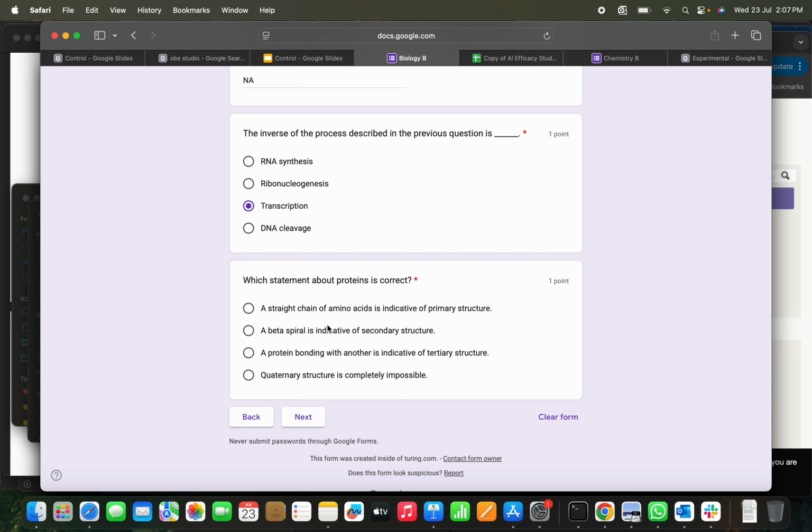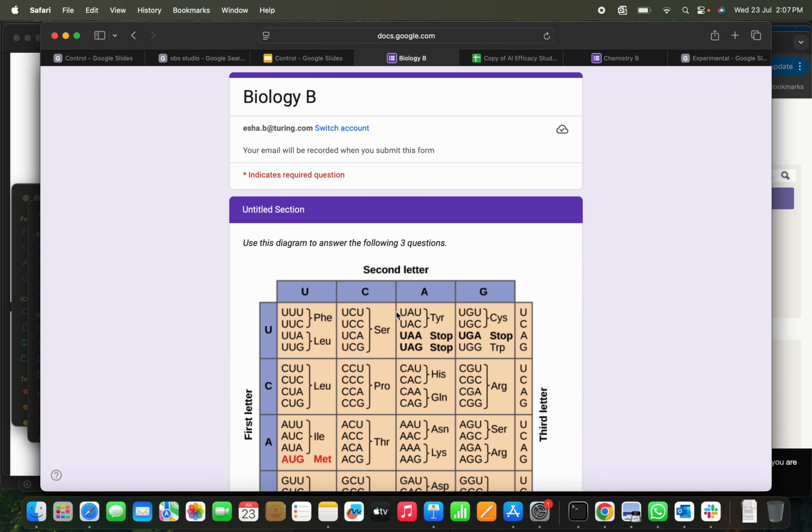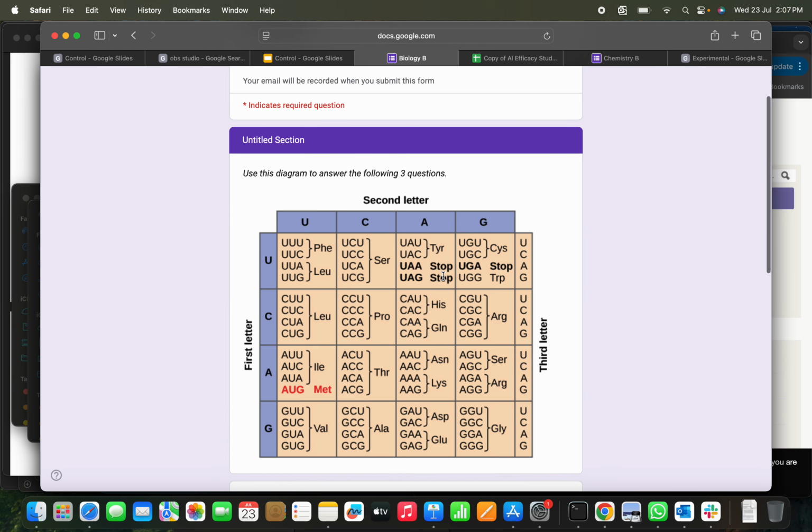Which statement about protein is correct? A straight chain of amino acids is indicative of primary structure. A beta spiral is indicative of secondary structure. A protein bonding with another is indicative of tertiary structure. Quaternary structure is completely impossible. I'll go with this protein bonding because if I remember correctly, protein bonds are necessary for this. So let's go to the next section.